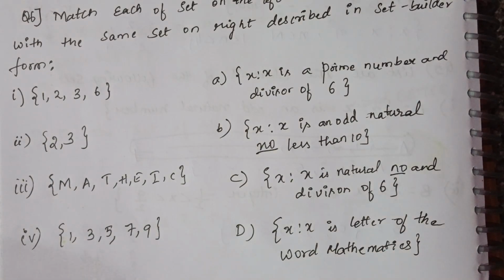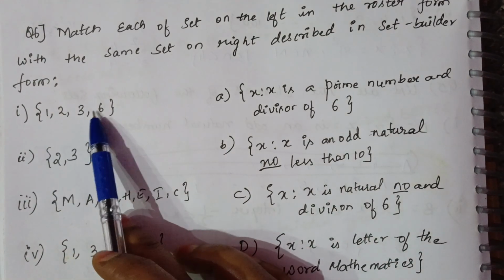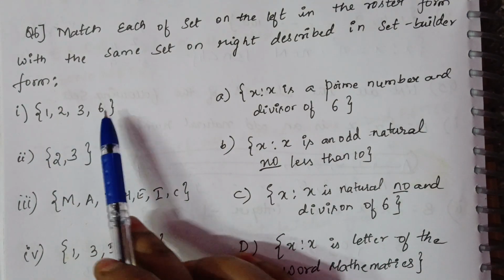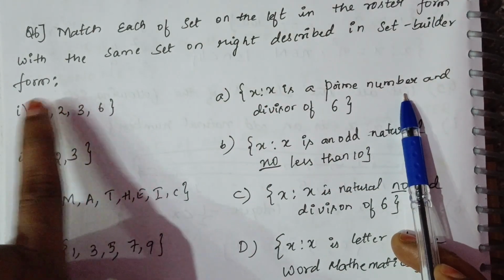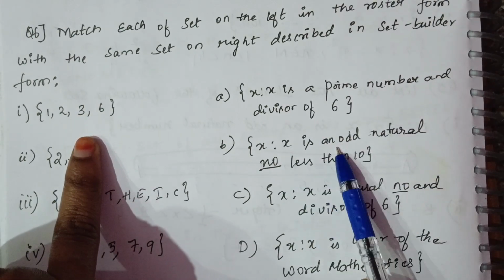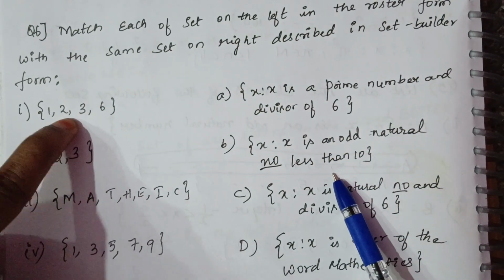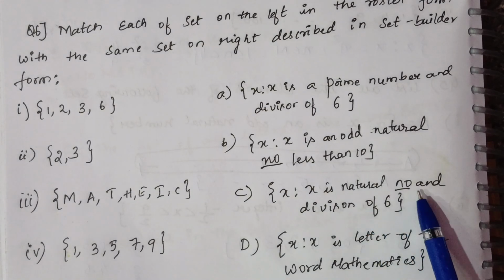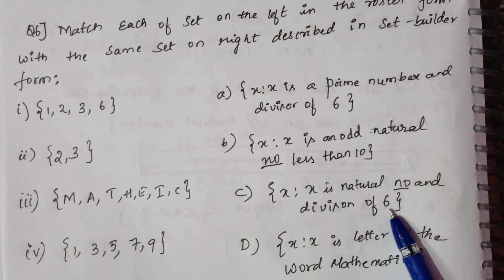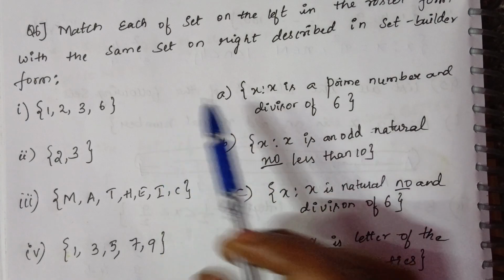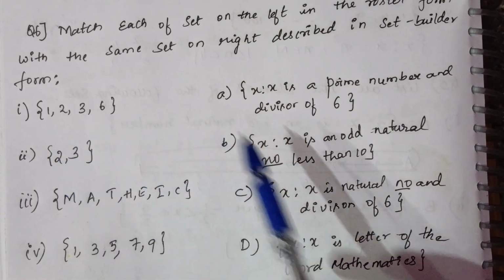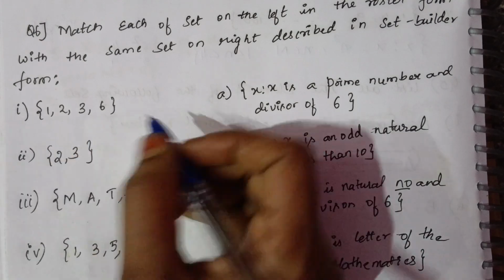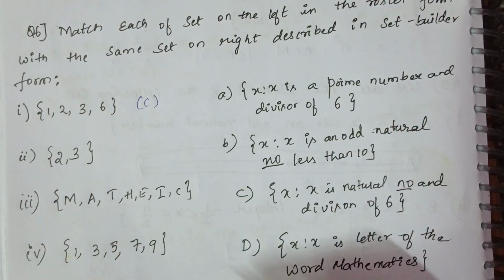Next we will start question number 6, that is match the following. Here first, what is there? 1, 2, 3, 4; 1, 2, 3, 6. X is a prime number, first option. So this is a prime number, 6 and 1 are there, so it can't be. X is a natural number less than 10, here even numbers are there, so this is not. Next, X is a natural number and divisor of 6. Divisor of 6 means what will we get? 2, 3 and 1, 6. 6 is divisible by 1, 2, 3 and 6. So it matches with C.